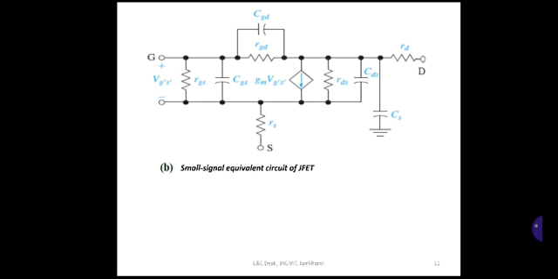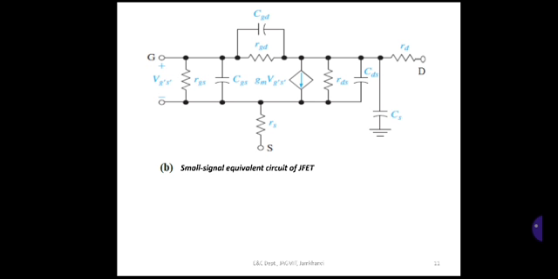Next come the parameters RGD and CGD. GD stands for gate to drain. So RGD is the gate to drain resistance, whereas CGD is the gate to drain capacitance. The resistance RDS is the finite drain resistance, which is a function of the channel length modulation effect.